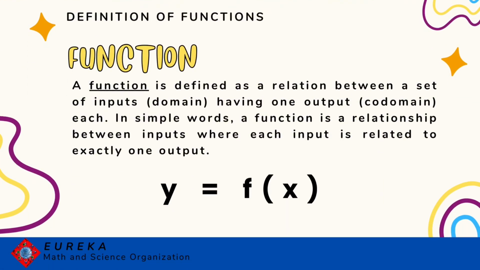A function is defined as a relation between a set of inputs or domain having one output or codomain each. In simple words, a function is a relationship between inputs where each input is related to exactly one output. Every function has a domain and codomain or range. A function is generally denoted by f of x, where x is the input. The general representation of a function is y equals f of x.